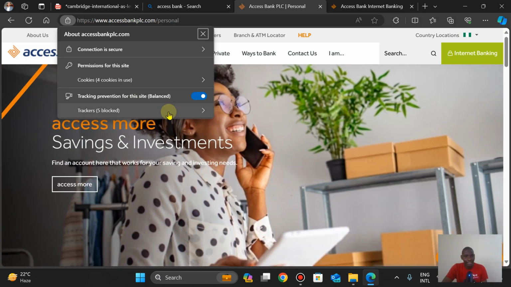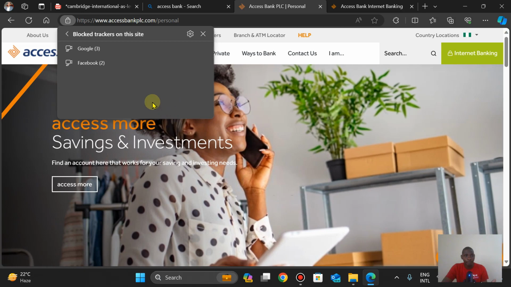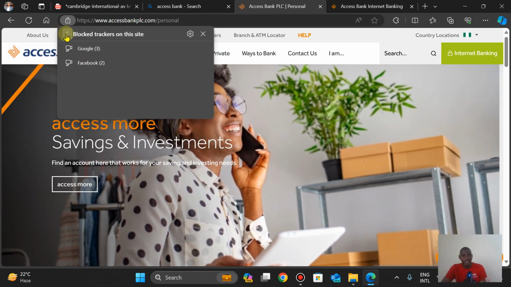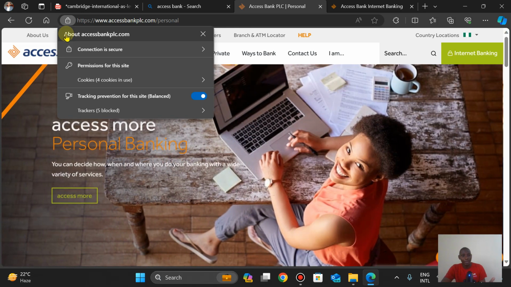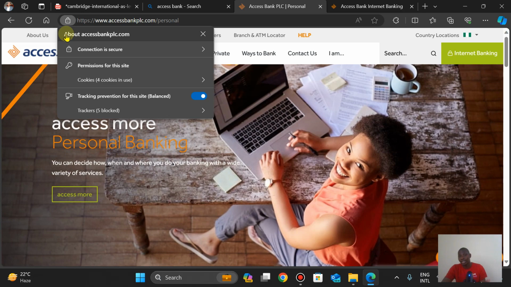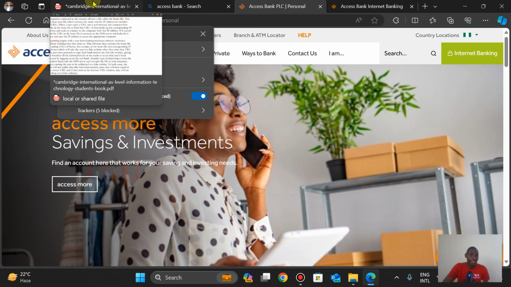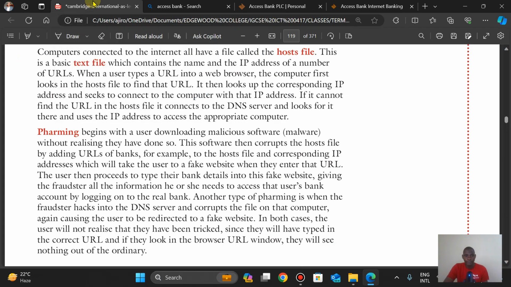Now you can see that a tracker has been blocked on this site. So you have to be careful if people want to access it, or maybe I want to put in my information. Please, this is very, very important, and probably that's why we are also having this class.